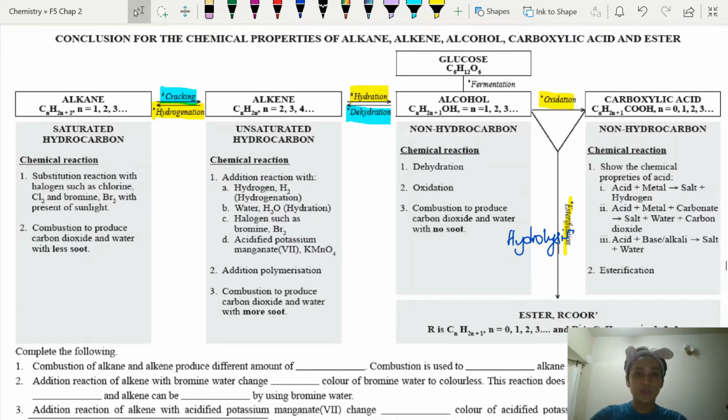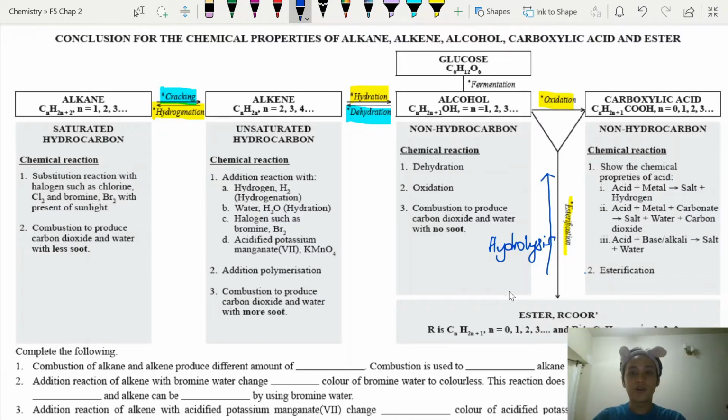So hydrolysis is when I separate the ester to become the alcohol and carboxylic acid. That is the name of the process. You need to know how to form esters and how to break esters. Technically, the product you will get is the alcohol and the carboxylic acids. So remember that: when esters undergo hydrolysis, they separate to form alcohol and carboxylic acids.